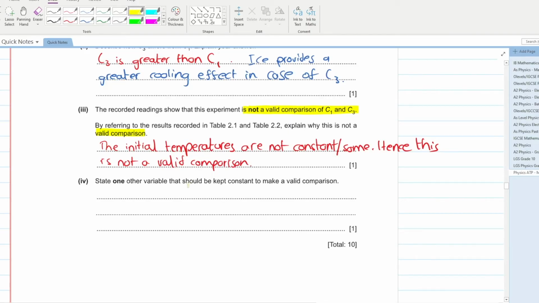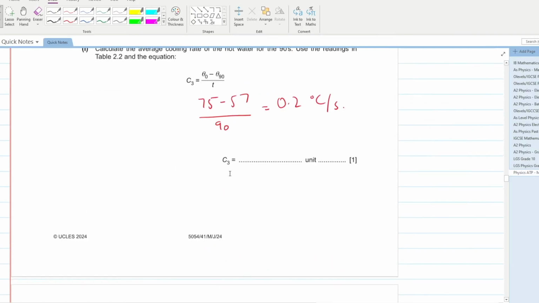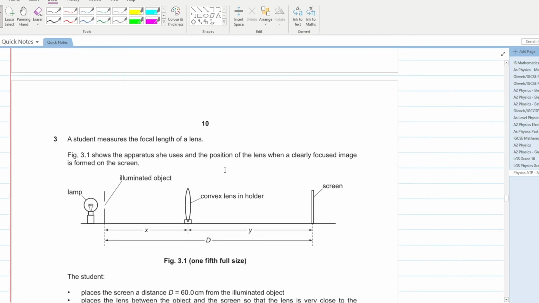State one variable that should be kept constant to make a valid comparison. This should be a variable other than the initial temperatures. You can say the volume of the liquid. The volume of the liquid that you pour, that is to be cooled down. Basically, the volume that is cooling down in temperature must be constant. Okay, let's further move ahead.